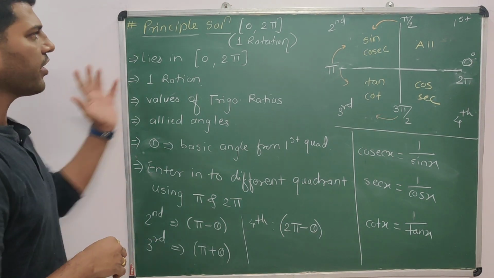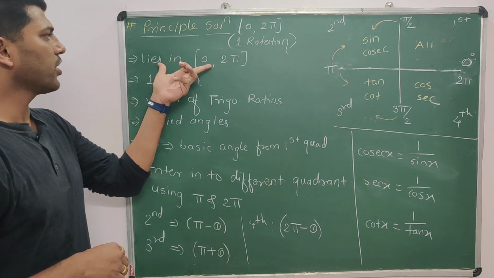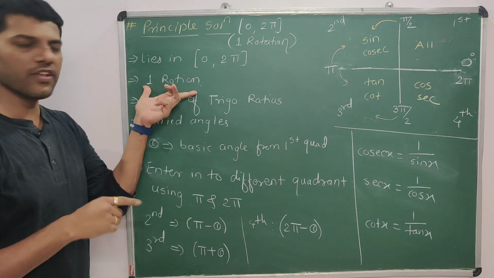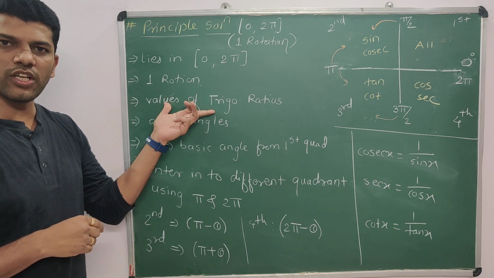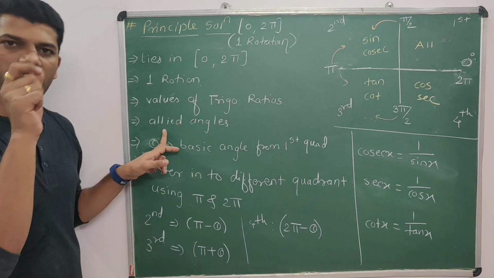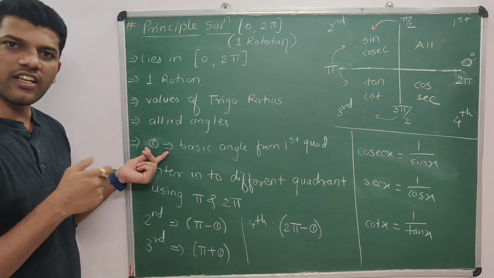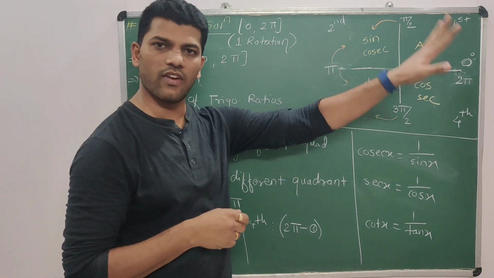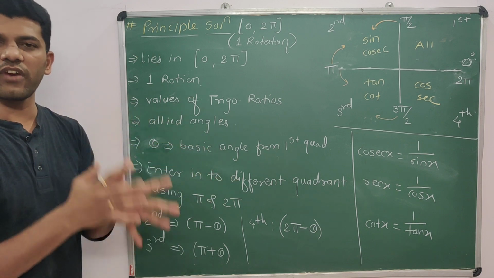So here I highlighted important points in principal solutions. So what is a principal solution? One which lies in 0 to 2 pi, or which lies in one rotation. Then to find a principal solution, you must know different values of trigonometric ratios and, very importantly, allied angles. Then what is theta? The basic angle from the first quadrant for that given value. Understand this theta. And then how to enter into the different quadrants.